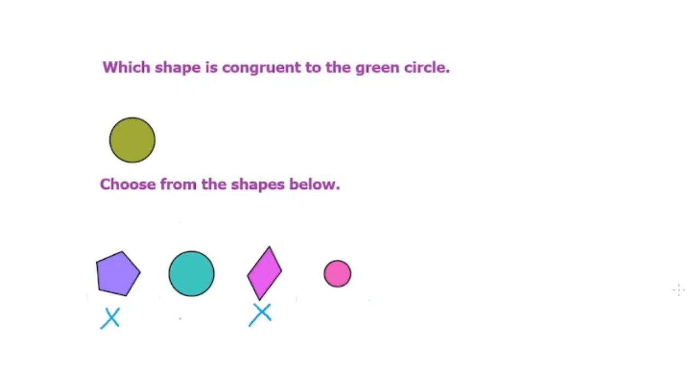So remember I said congruent means the same shape and the same size. This one is too small, so we know it's not this one. So we know the right answer is this blue one. And if you're a little bit confused, don't worry, just rewind the video and watch it again.